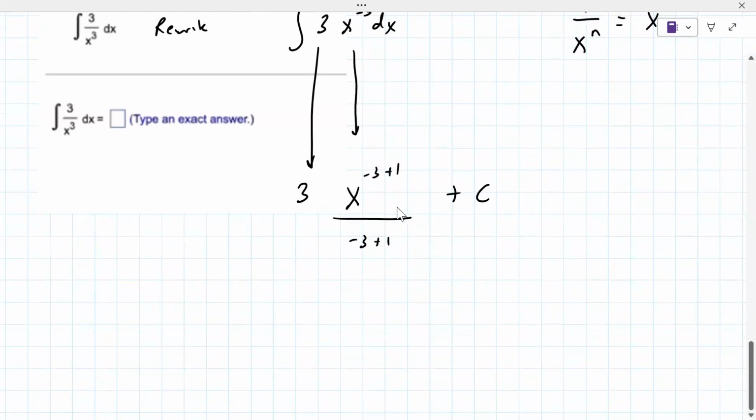Again, just use your calculator if you're uncomfortable with negatives. No judgment, you've got to get comfortable with this.